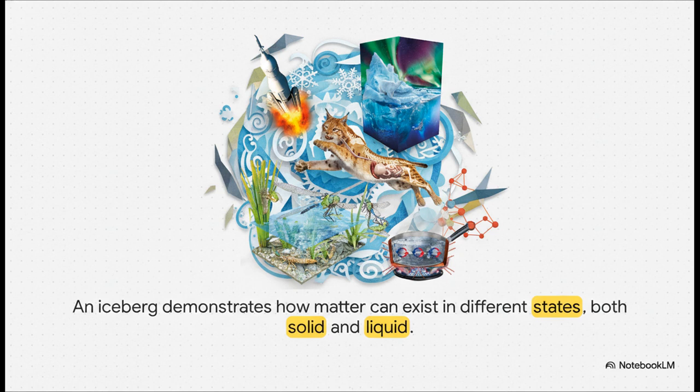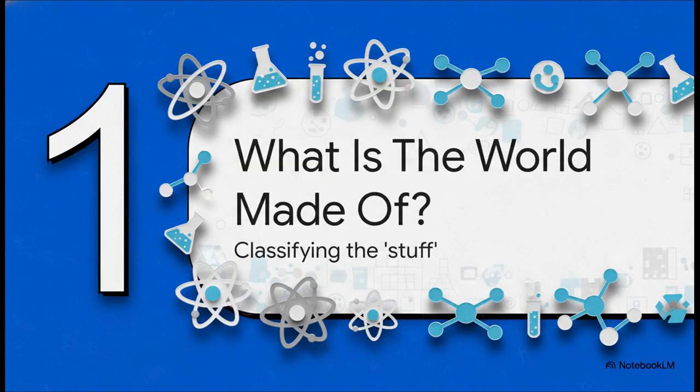And of course, matter can take on all sorts of different forms or states. Look at this iceberg. You've got solid and liquid right there together. Now here's the amazing part. As different as a rocket, a cat, and an iceberg all seem, they can all be broken down and understood. And that's exactly what we're going to do today. So let's dive in. Section 1, what is the world made of?